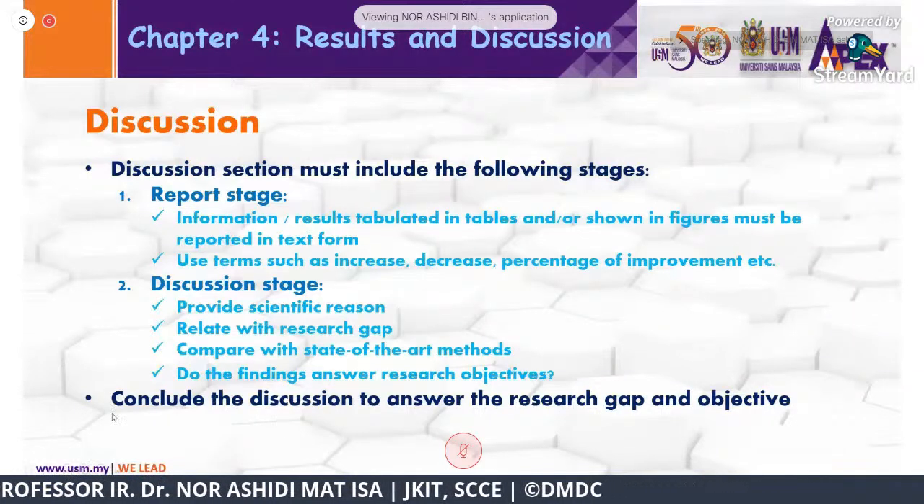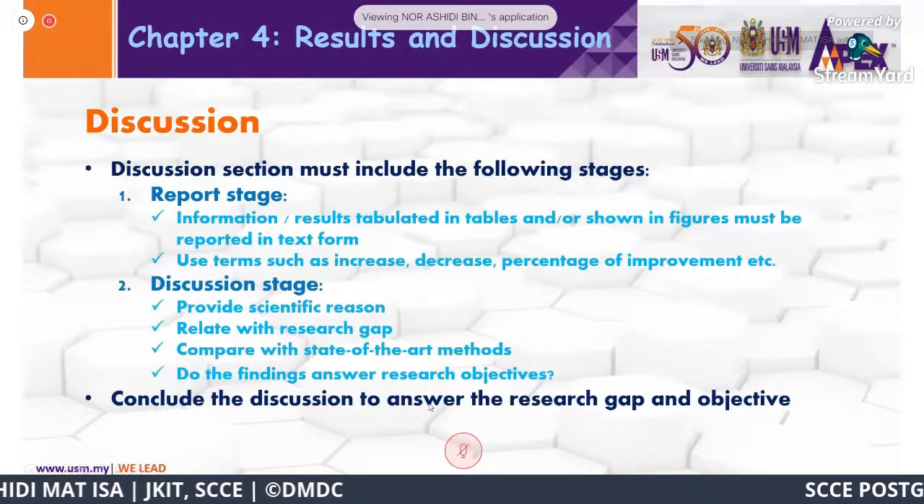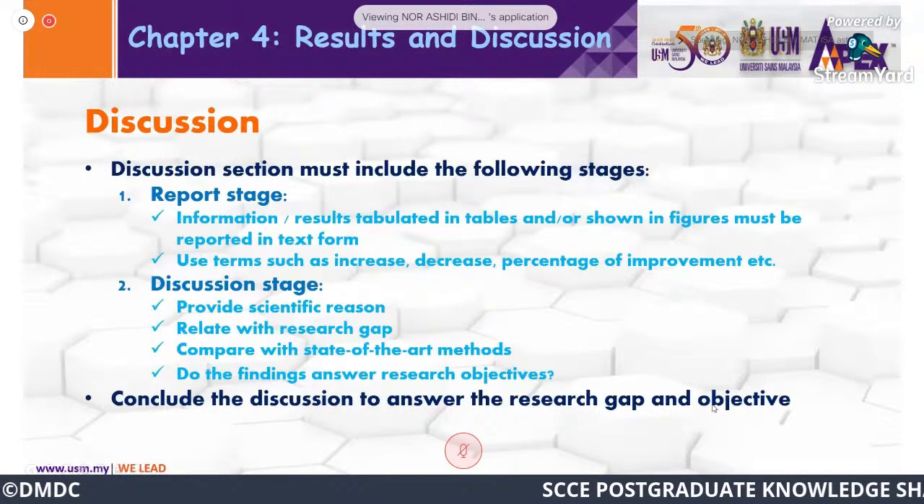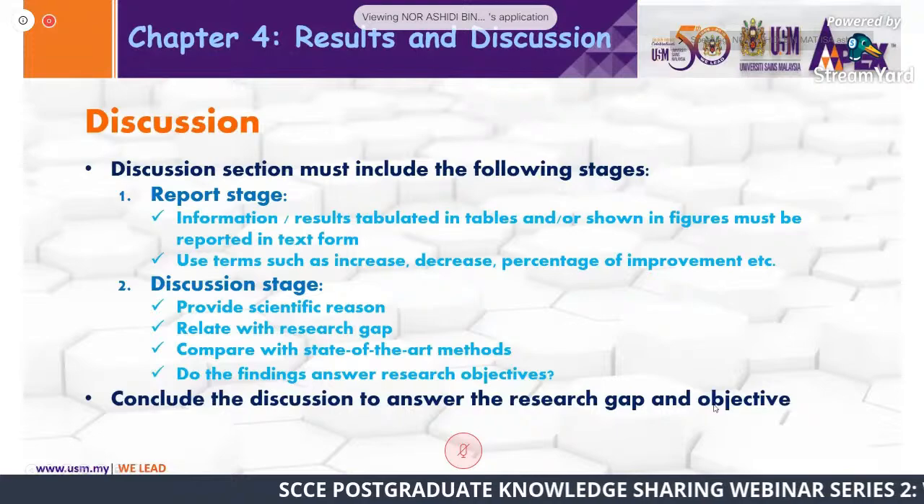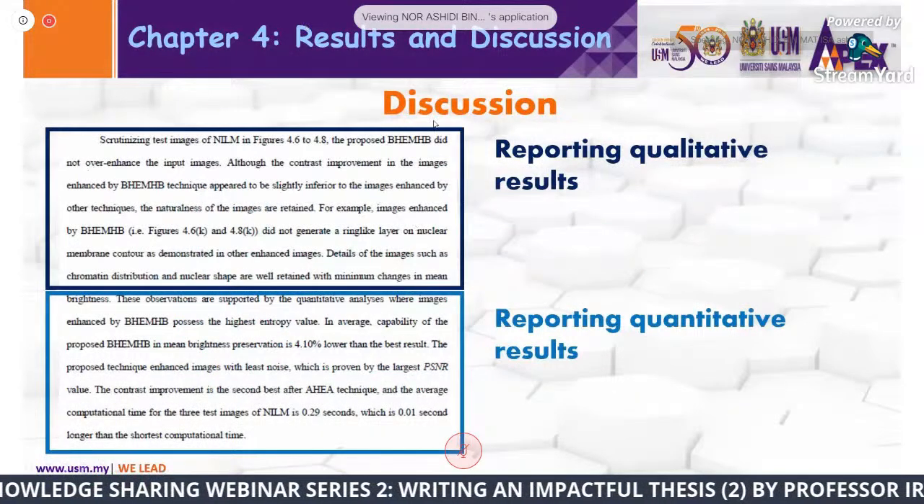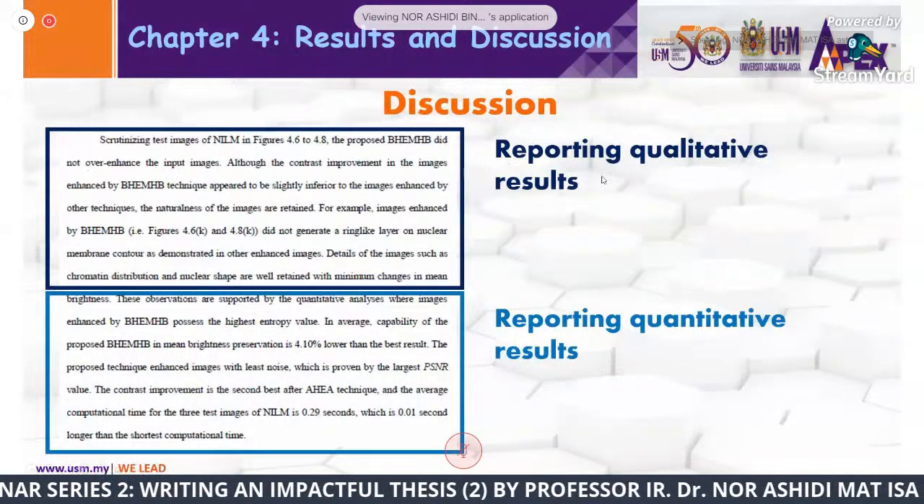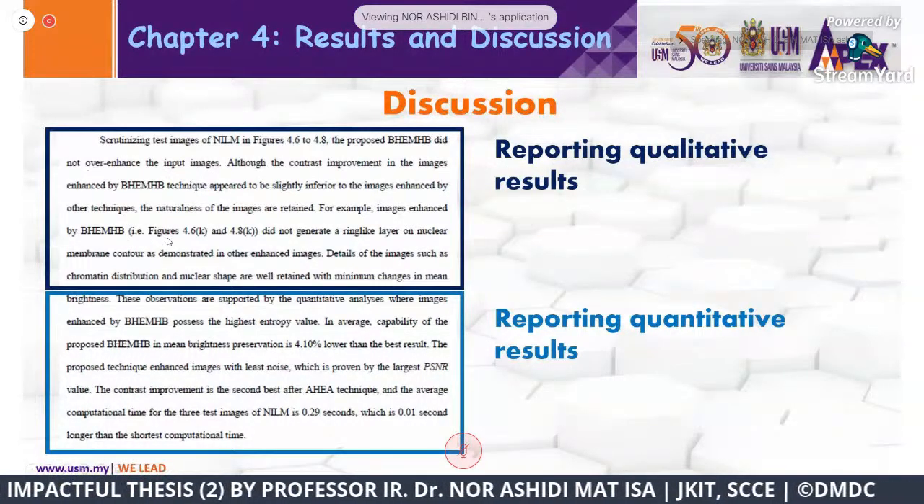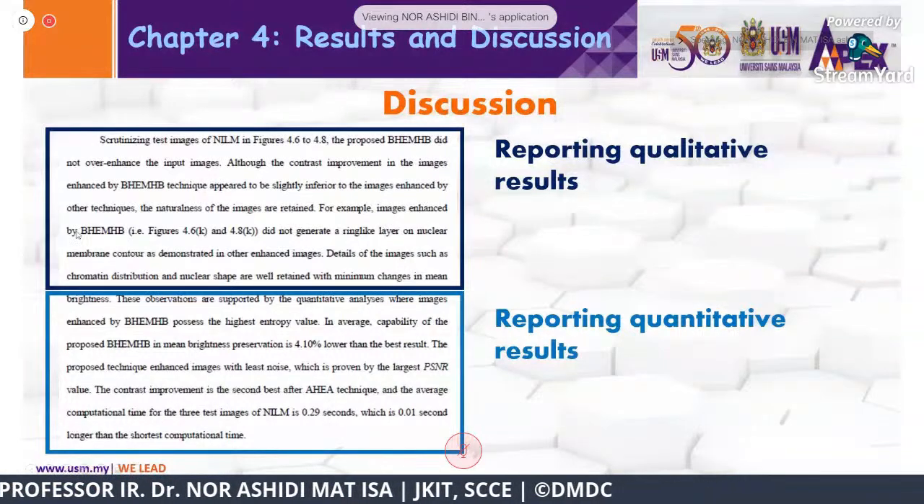And then you must conclude your discussion, whether your research gap and objective have been addressed or answered. Okay, this is an example discussion. So this is the report: from the figure, you can see that the image has been enhanced.